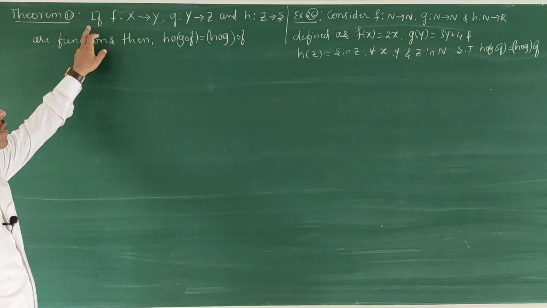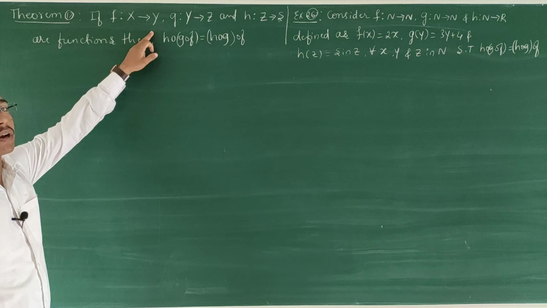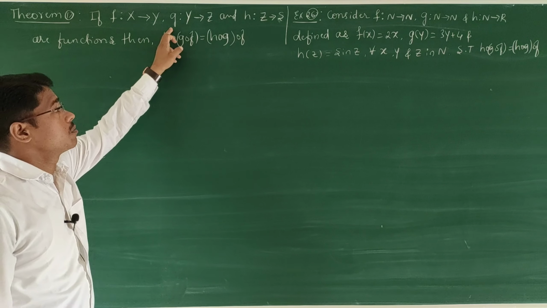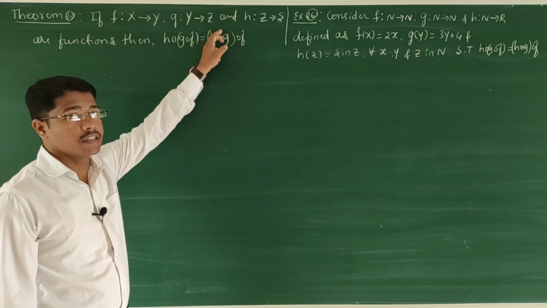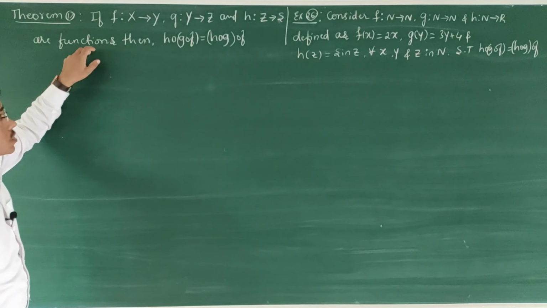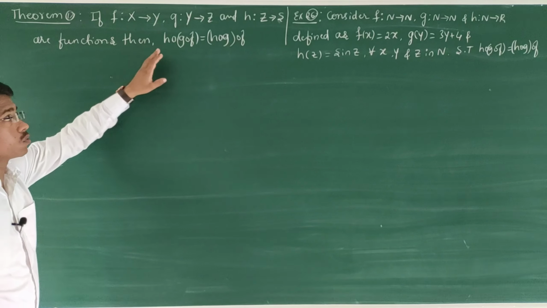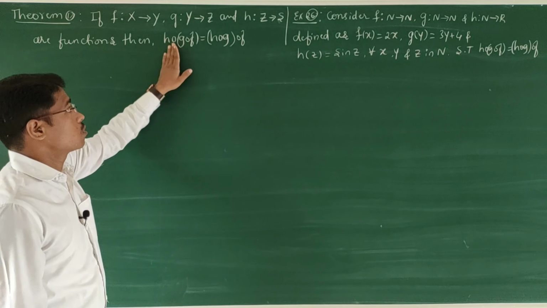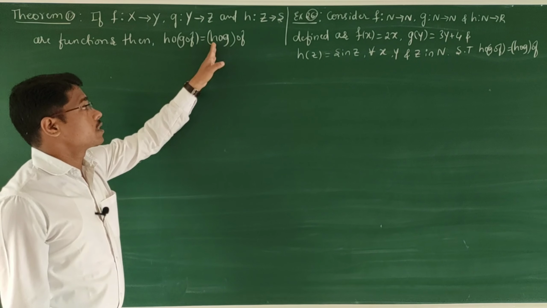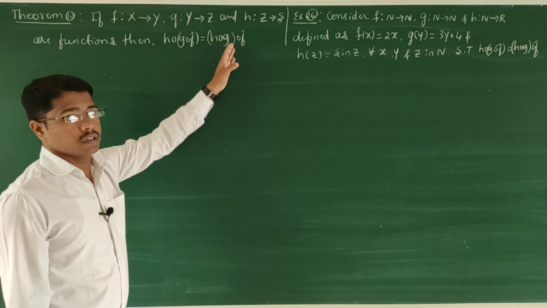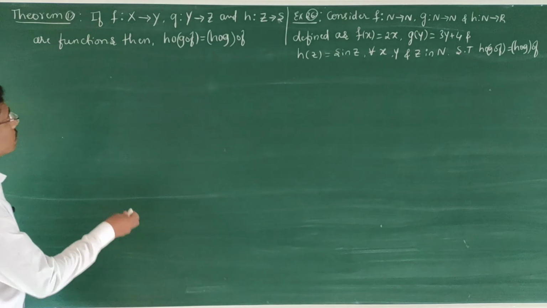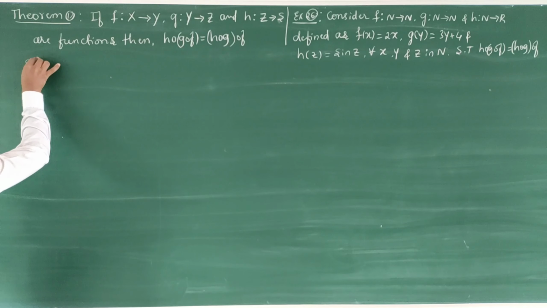Theorem 1. If f from X to Y, g from Y to Z, and h from Z to S are functions, then we have to show that h composition (g composition f) equals (h composition g) composition f. We have to prove this result. Okay, so let us see the solution.